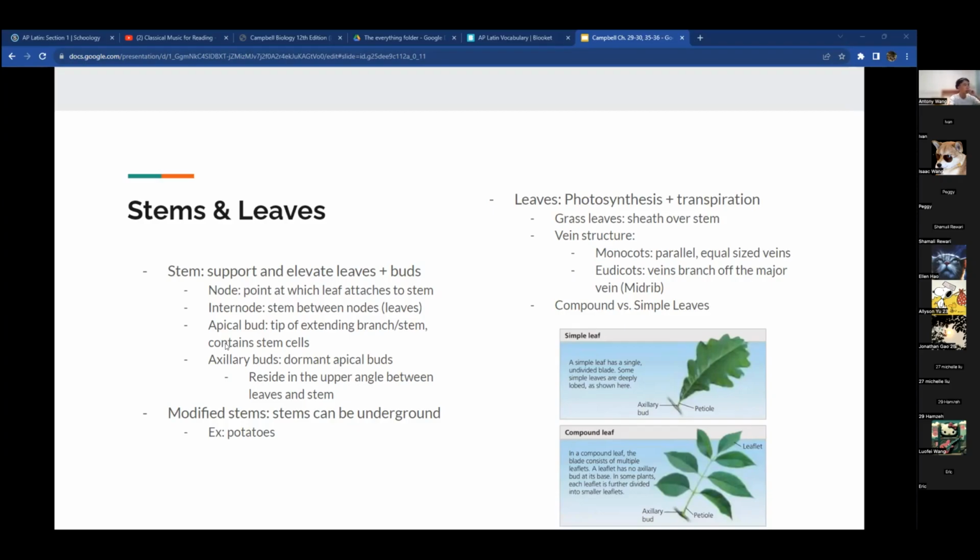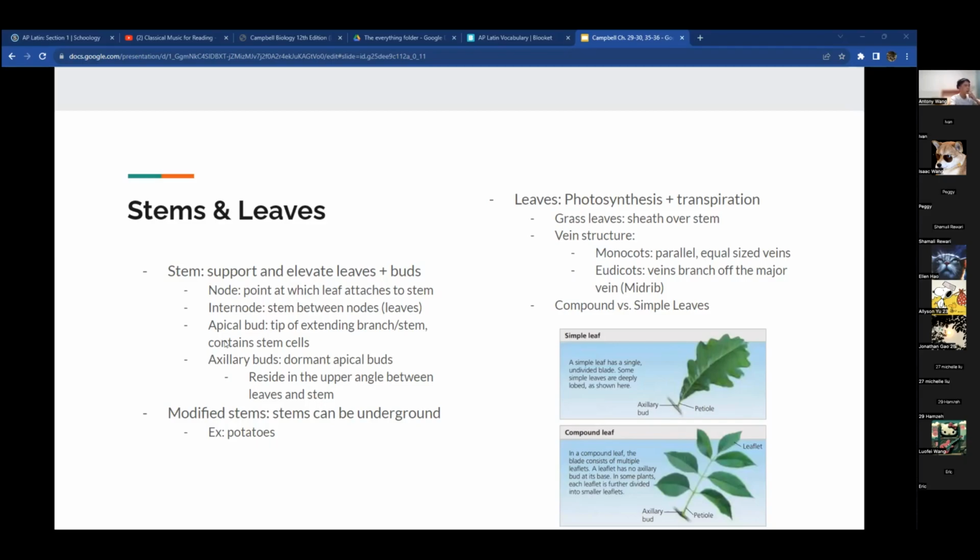You have the apical bud, which is the tip of an extending branch or stem. This is what we talked about before, the apical meristem. It contains stem cells that will control the growth of not only itself, but the rest of the branch. This is mainly how plants extend or grow.